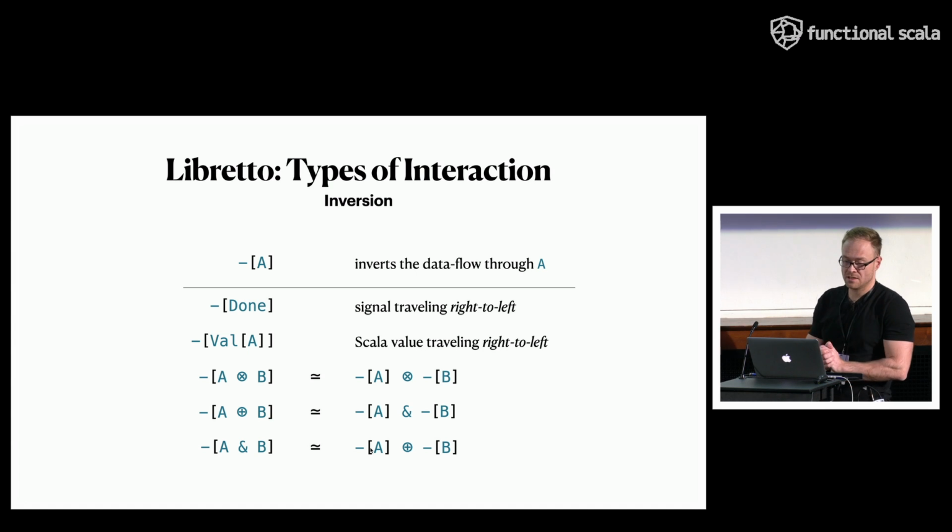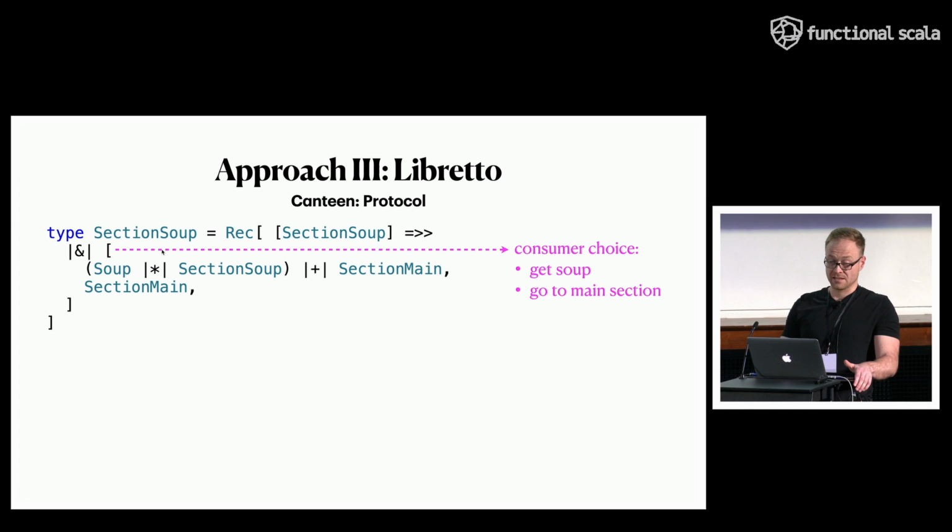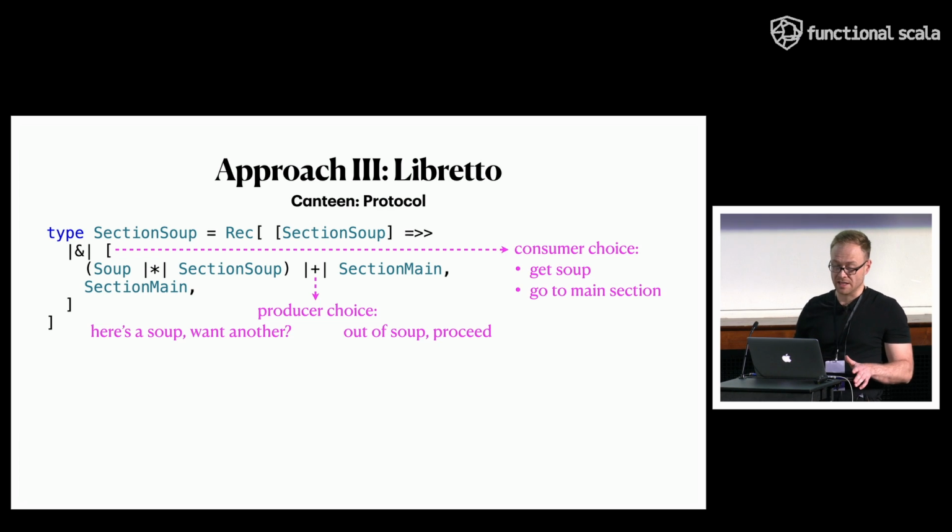Okay, we have now built up enough to define the protocol of our Canteen in Libretto types. Let's start with section soup. First, it is the customer's choice whether to ask for soup or proceed. And if they ask for soup, then it's now the provider's choice to either provide a soup and the customer stays in section soup, or the customer is moved to the main section.